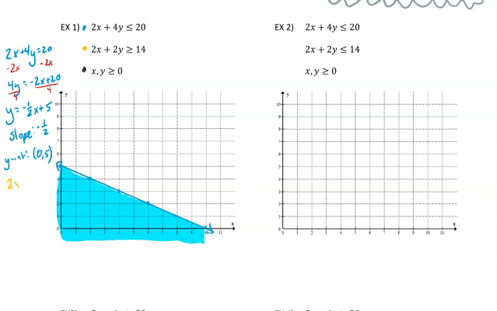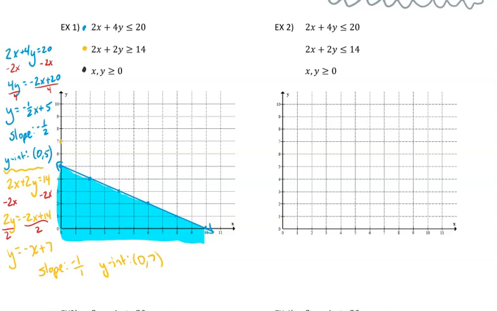So we got 2x plus 2y equals 14. Again, I can start this off by subtracting 2x from both sides. So we have 2y equals negative 2x plus 14. Then we can divide both sides by 2, and we get y equals negative x plus 7. So our slope is negative 1 over 1, and our y-intercept is (0, 7).